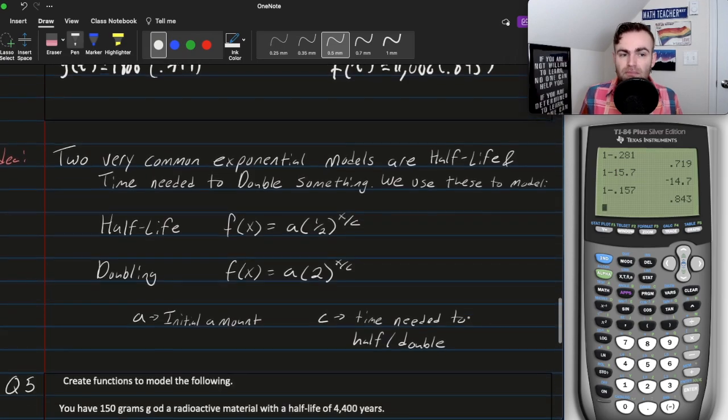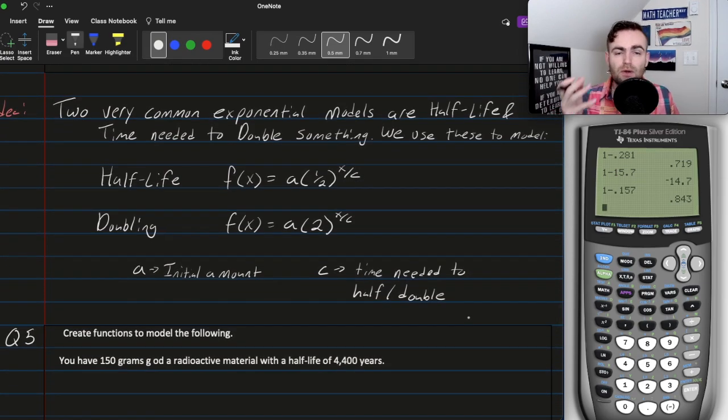Two common models for exponentials are half-lives and double time, if you will. How long it takes for something radioactive to have half of the material left, and how long it takes for usually populations or money to double. So to do that, our base would be 1/2 for half-life, that makes sense. 2 for doubling, that makes sense.